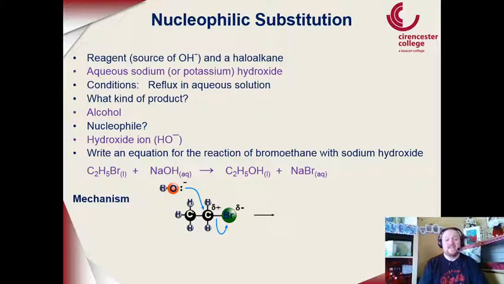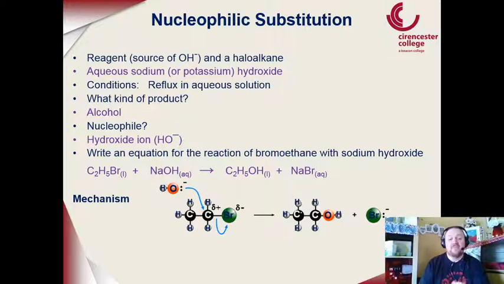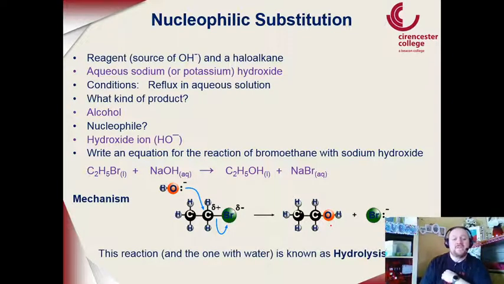What's happening is the OH minus, and remember the curly arrow goes from the pair of electrons, goes in, and at the same time the C-Br bond is broken. So this is a one-step process. Really important to remember it's a one-step process. The result is that we make some ethanol in this case, and we let out a bromide ion. Because it's reacting with an OH minus ion and breaking the molecule up, this is known as hydrolysis.